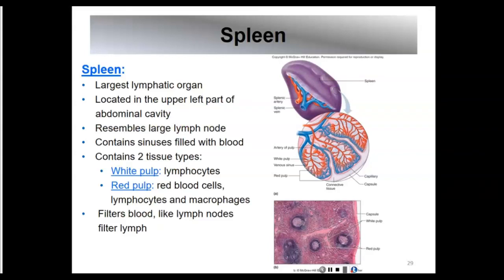The spleen is the largest lymphatic organ. Located in the upper left part of the abdominal cavity, it resembles a large lymph node. And it has two types of tissue, white pulp, which is lymphocytes, and red pulp, which is red blood cells, lymphocytes and macrophages. The spleen filters blood, similar to how the lymph nodes filter lymph.